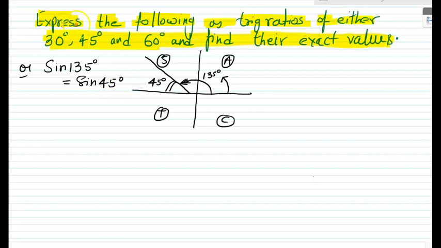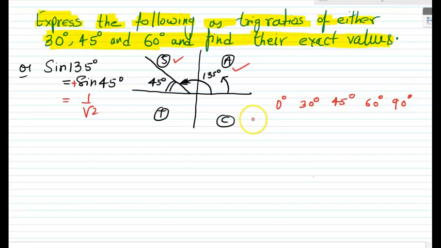And now the time has come to put the sign. See here, all positive, only sine is positive, and we are in this quadrant, so sine will be positive. And the sine 45 value is 1 over root 2. So sine 135 is 1 over root 2. Is that okay? And this you have done in GCSE. If it is 0 degrees, 30, 45, 60 and 90 degrees, this is the way you need to remember the values. Sine 0 is 0, sine 30 is 1 by 2, sine 45 is 1 by root 2, sine 60 is root 3 by 2 and sine 90 is 1.